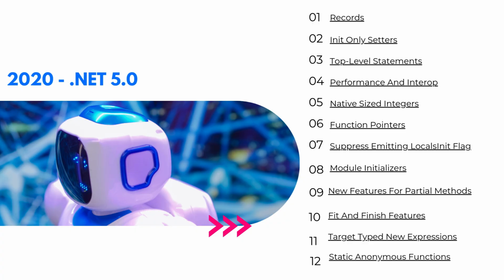C# 9.0 was launched in November 2020 with Visual Studio 2019 and .NET 5.0. Some important features of C# 9.0 are discussed in the next slides.